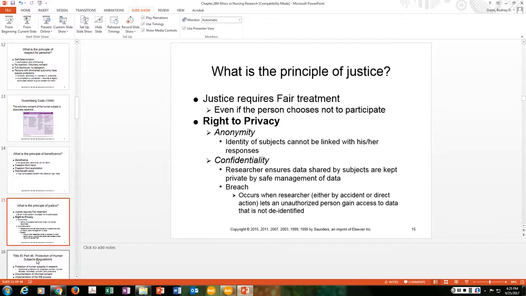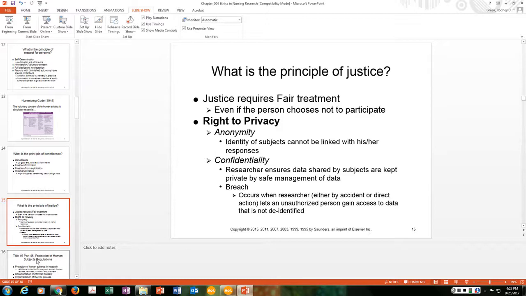The principle of justice. Justice requires fairness, fair treatment. And a person still requires fair treatment even if that person chooses not to participate. There should be no penalty for not participating in the study.